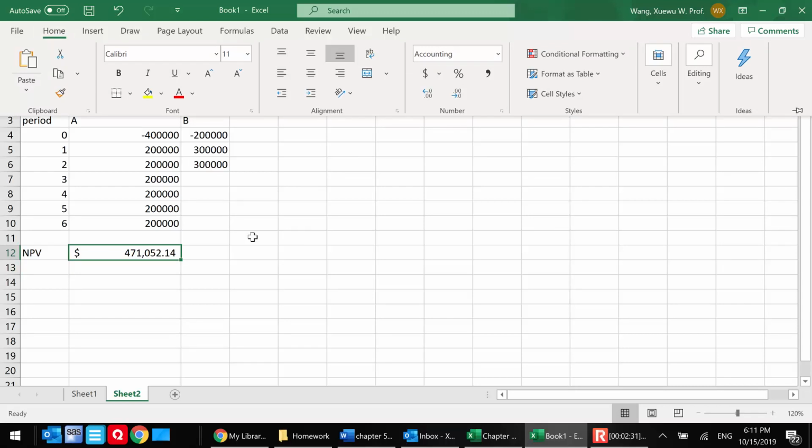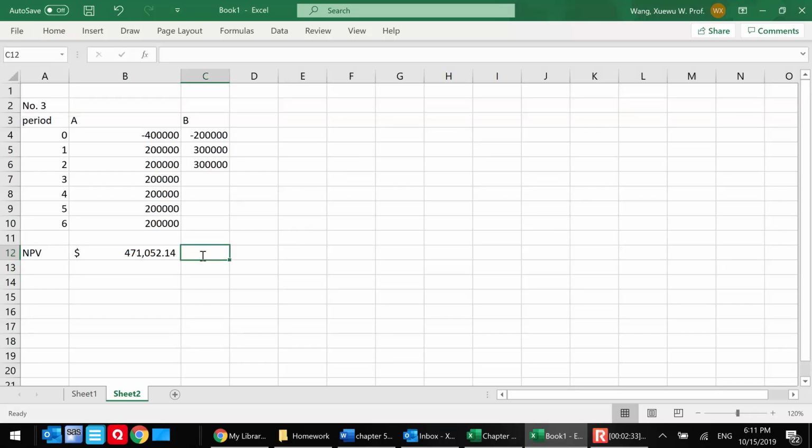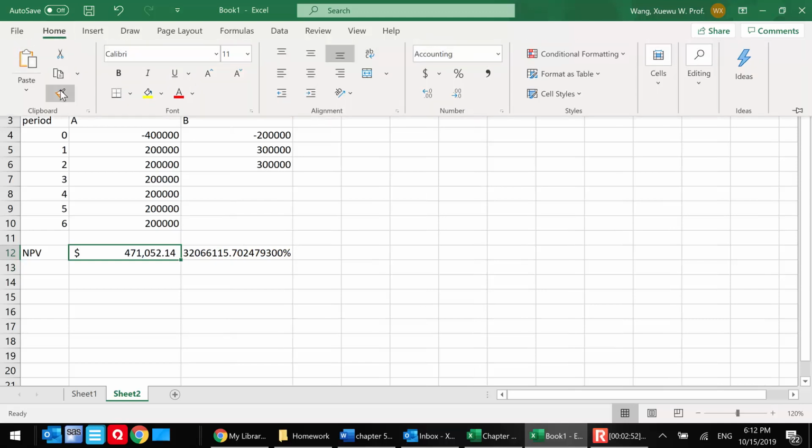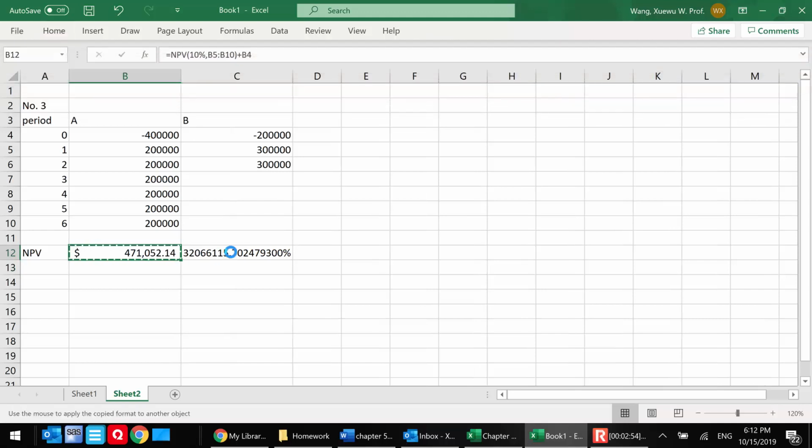Okay, and now let's look at NPV for B. All right, so the rate is still 10%. I'm taking the future cash flows. Oops, what did I do? All right, C5 to C6, and putting back the initial investment. All right, so I need to fix this thing here.